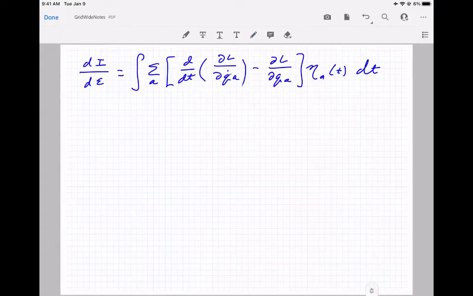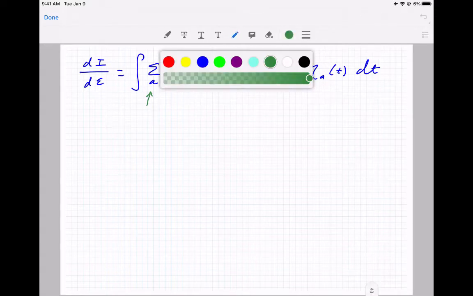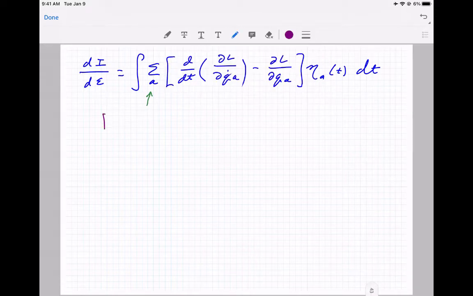So now this index A is something that can go over many generalized coordinates, and at the same time, we can have equations of constraint. So we're going to have f sub b, where b is going to be another index. I could have 1, 2, 3, 4 equations of constraint, as long as the number of equations of constraint is less than the number of generalized coordinates.